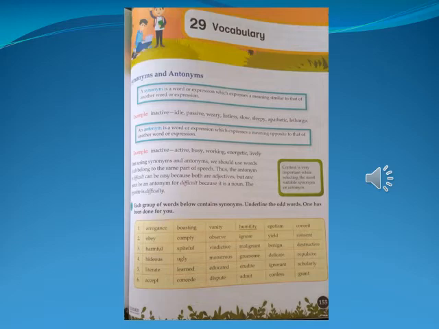Right, so these are some explanations and a few examples of synonyms and antonyms. I hope you might have understood easily. There's nothing difficult in that. And in this page you can see the exercise given here. Each group of words below contains synonyms. Underline the odd word. One has been done for you.